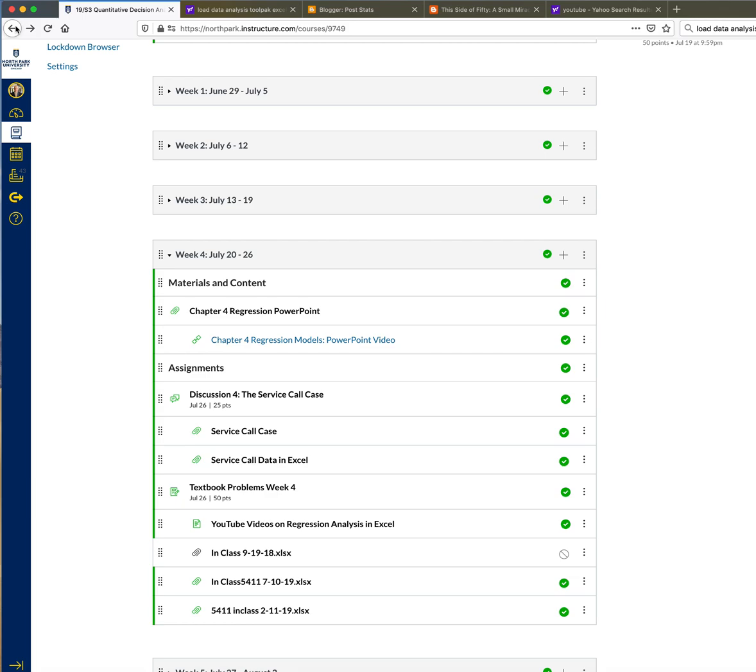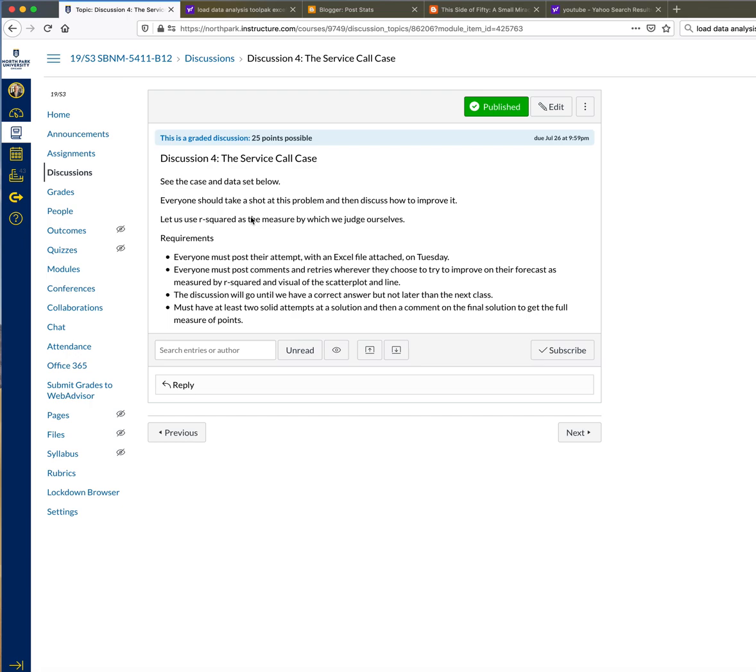The discussion for this week is the service case call. Here is the assignment. Everyone should take a shot at this problem and then discuss how to improve it. Let us use R squared as a measure by which we will judge ourselves. You don't know what R squared is yet. You have to watch the lecture. Everyone must post their attempt with an Excel file attached by Tuesday.